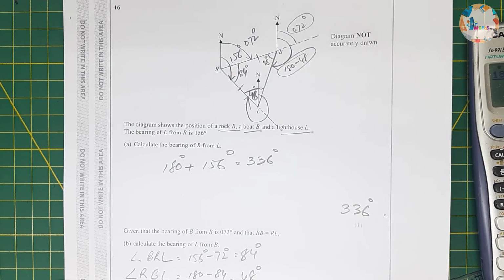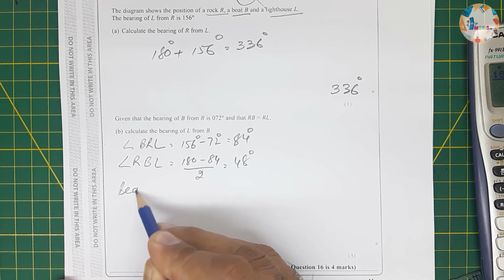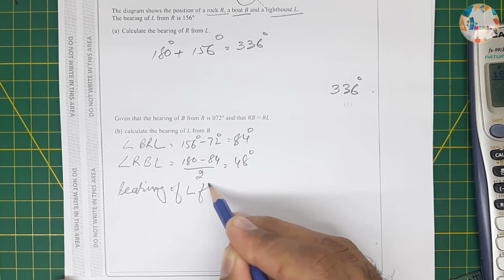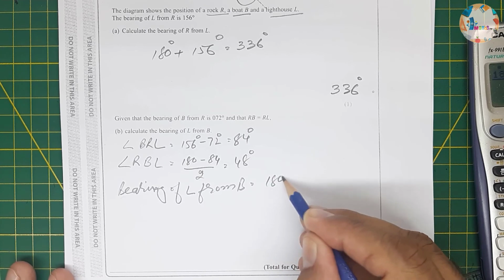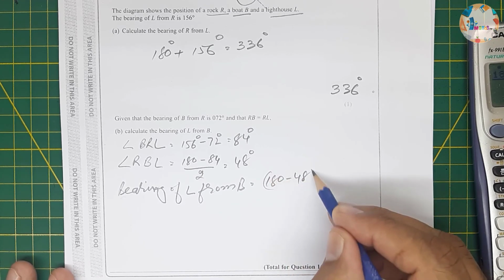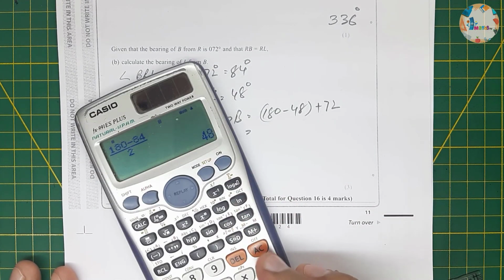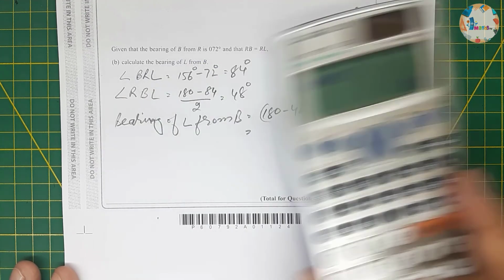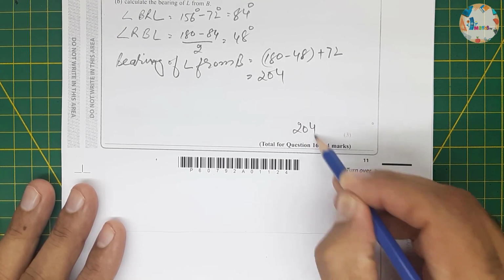So we can write here bearing of L from B will be equal to 180 minus 48, this one, plus 72. If we calculate this, 180 minus 48 is equal to 132, plus 72 will be equal to 204. So our answer will be 204. Hopefully you understood this process as well.